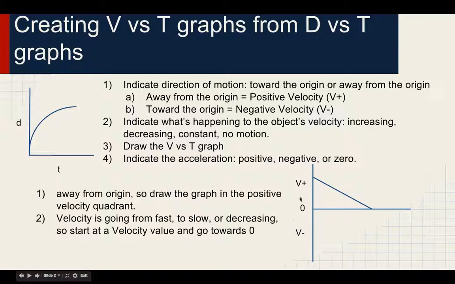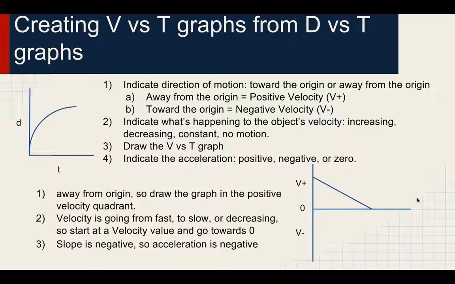So then my graph would look like this. I start at a value and go to zero. And then I can see my slope. My slope is negative, drawn downward, so my acceleration is negative. So you're answering these same three questions that we've been working with to draw the graph. So then this graph will correlate to this velocity time graph. So these two correlate together.